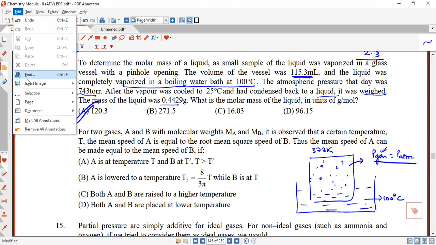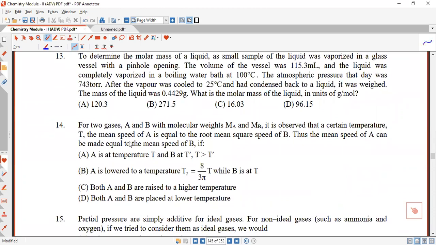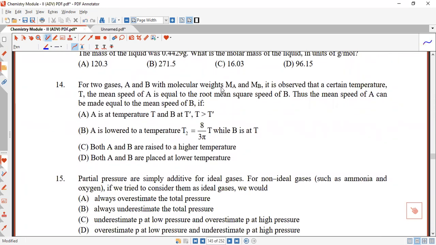Okay, question number 14. For two gases A and B, the molecular weights are MA and MB. Okay, it is observed that at a certain temperature T, दोनों एक ही टेम्परेचर पे हैं T पे, okay. Mean speed of A is equal to root mean square speed of B. Mean speed means average speed.